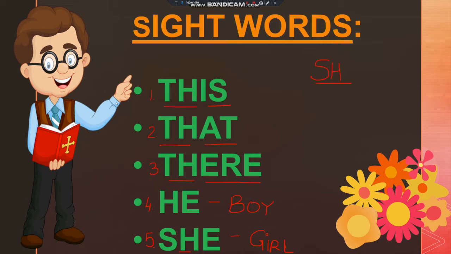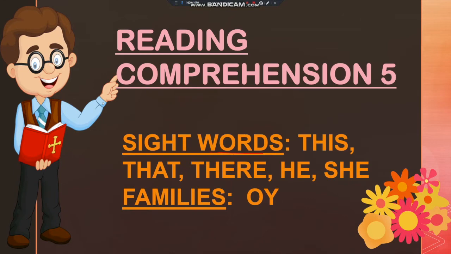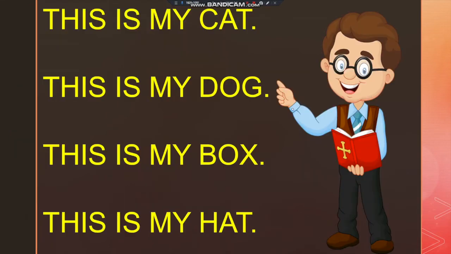Let's look at the family. The family we will be using is the oi family. Oi. So far we have worked on at family, am family, an family, app family, ought family. All these families we have already covered. If you have problems in any of these families, please go back and take a look at those videos. This is a very special family, that is the oi family. Oi. O-Y. Oi.